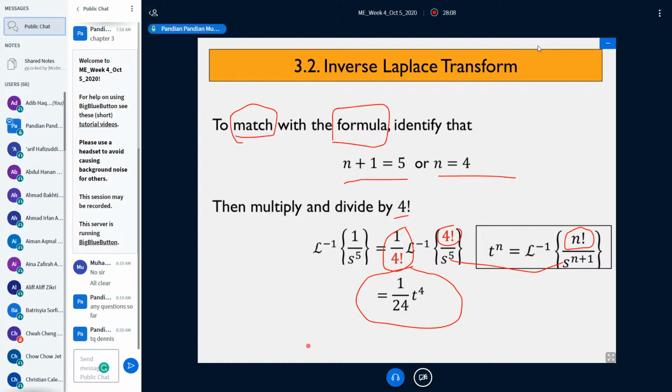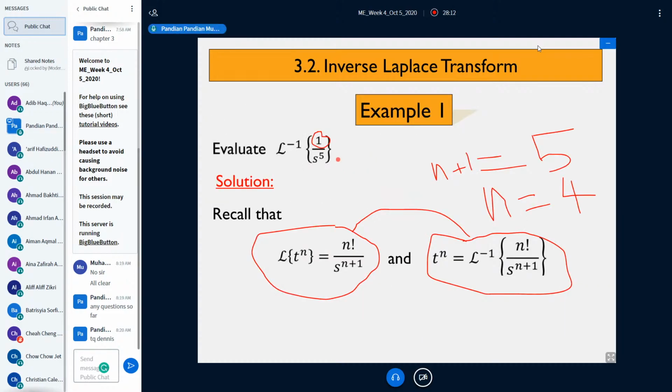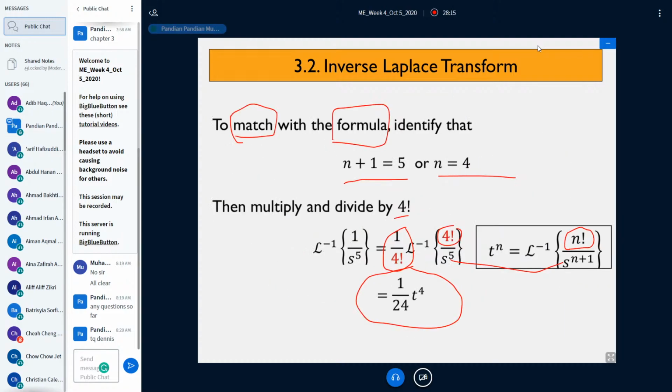Any question, class, here? In this example, any question? Example 1. Any question here, class?